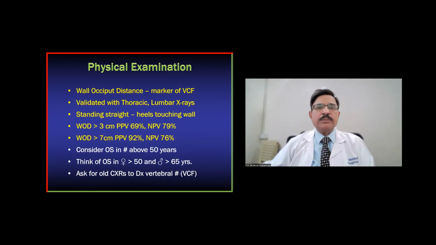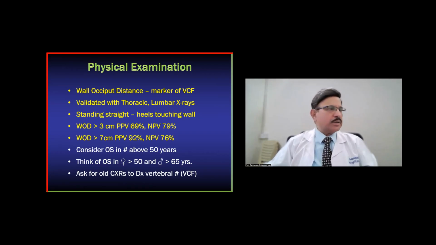So how do I examine? Wall occiput distance. We also measured it when we wanted to look at ankylosing spondylitis. In osteoporosis, there will be drooping. This is a marker of vertebral compression fracture, validated with thoracic and lumbar X-rays. Standing straight, heels touching the wall, an occiput distance of more than 3 centimeters has a positive predictive value of 69% and negative predictive value of 79%. Wall occiput distance of more than 7 centimeters, roughly around 2.5 inches, is highly predictive of osteoporosis.